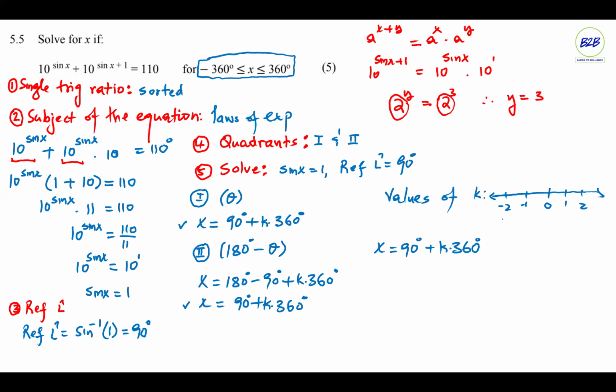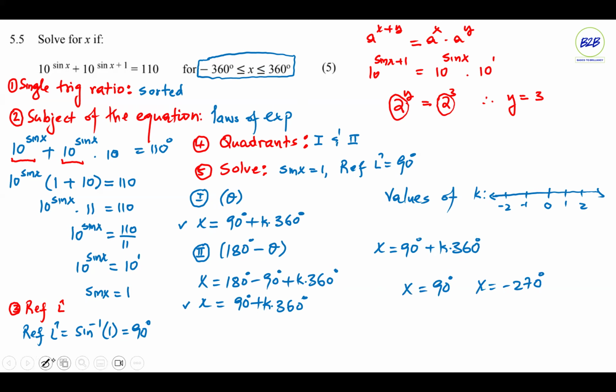So we will then exchange the values of k just as we did previously. And then we see what values we get. I got x is equal to 90 degrees and x is equal to negative 270 degrees. I do believe that you are able to get those values and check if they are within that specific interval.